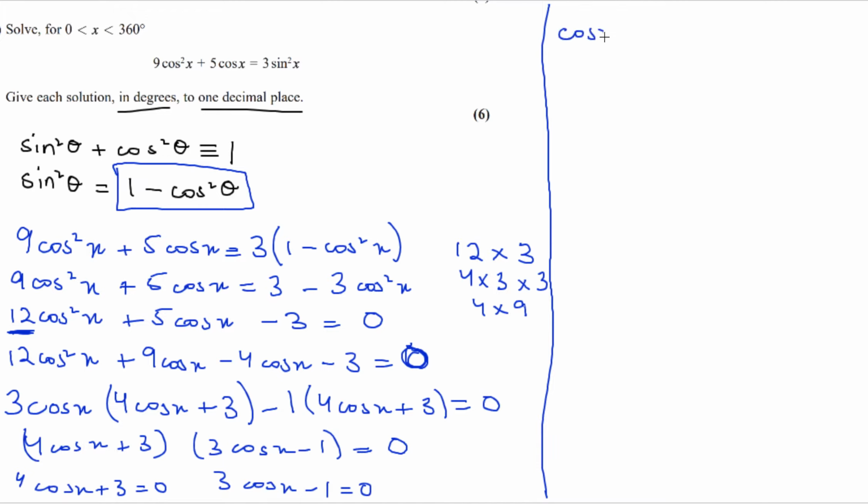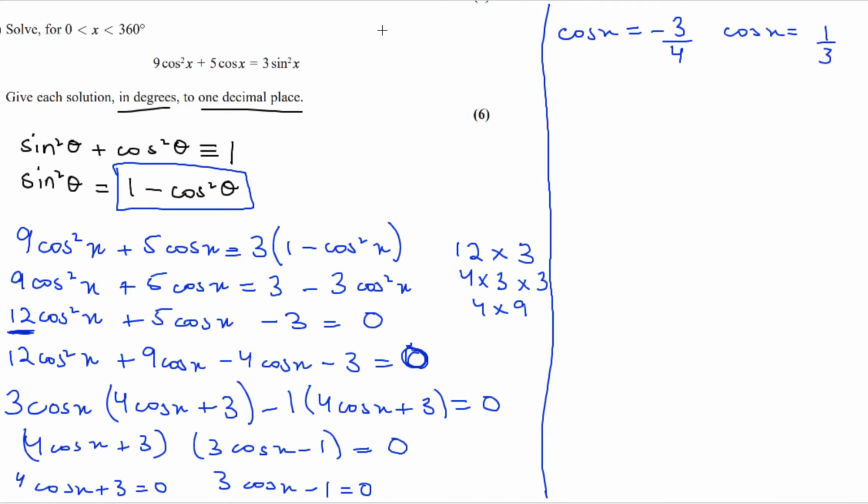So I've got cosine of x equals negative 3 over 4, and I've got another solution which is cosine of x equals 1/3. Here, because we subtracted 3 from both sides and then we divided both sides by 4, we got negative 3/4. Here we added 1 to both sides, so we got 3 cos x equals 1, and then we divided by 3 on both sides, so we got 1/3. Cos x equals 1/3.